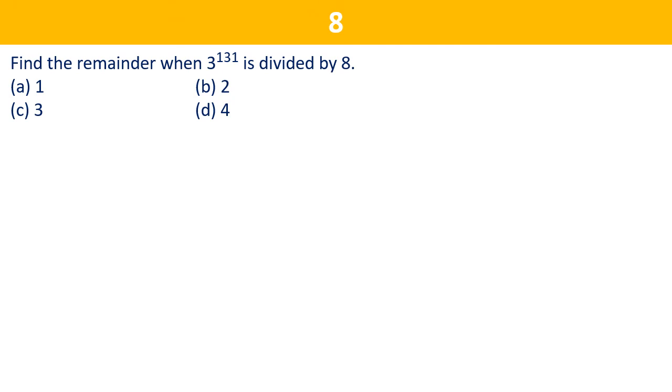Problem number 8. Find the remainder when 3 to the power of 131 is divided by 8. Now, suppose I divide the number 3 by 8, what remainder do we expect? Obviously, the remainder will be 3 itself. But suppose I square the number, 3 squared, which is 9, and divide it by 8, what remainder do we expect? The remainder will be 1 here.